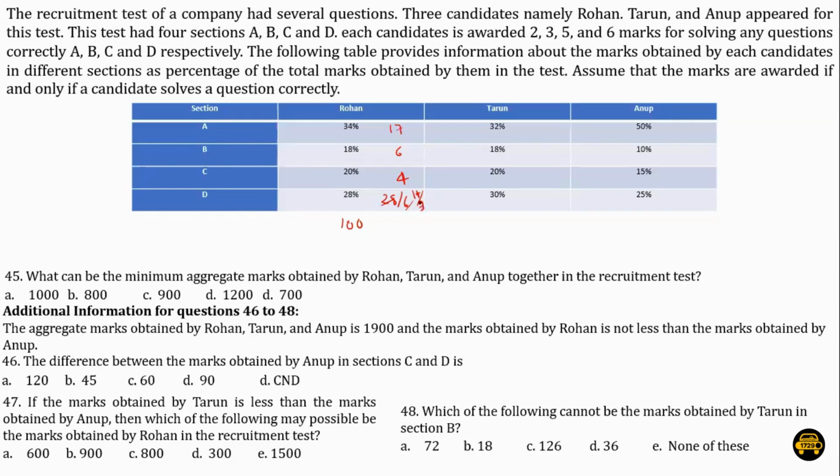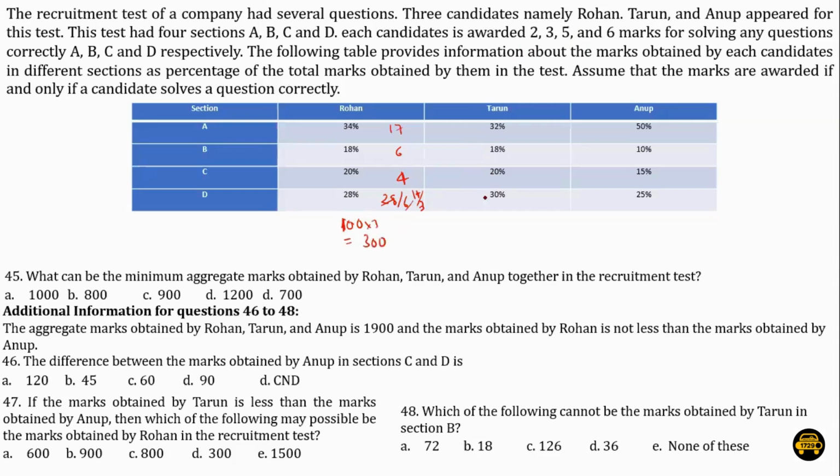Now you cannot attempt a question in half, and you cannot even score marks which are not a whole number. So there's a flaw in the assumption that he got a total of 100 marks. This flaw can be removed in only one way, if we multiply this 100 by 3, because that way the number of questions coming here, 14 by 3, this 3 will go away. So the minimum marks obtained by Rohan would have been 300.